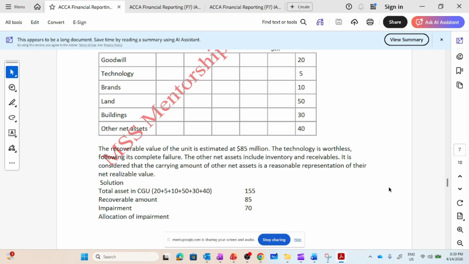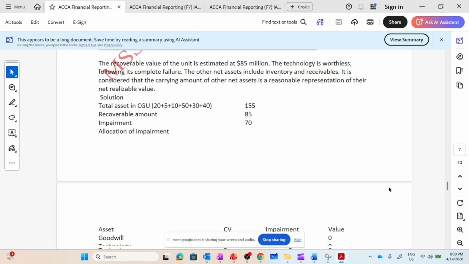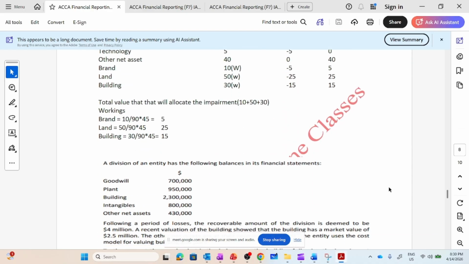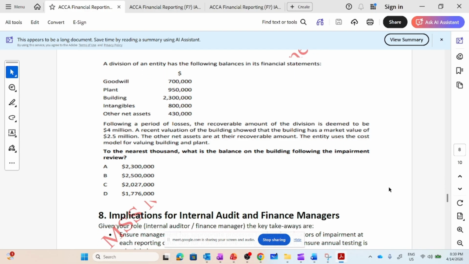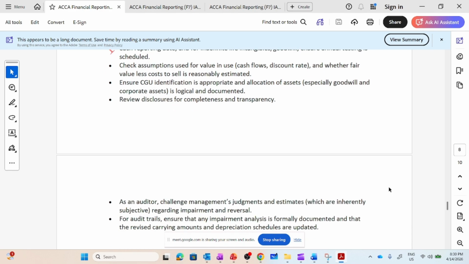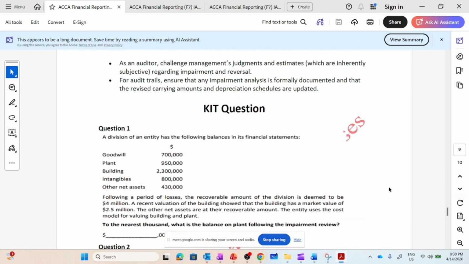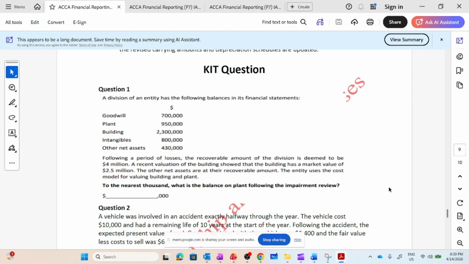You can go back to the recording session so you can calculate it for yourself. So basically, look at the solution. You don't need to worry about anything. This is what you need to know for impairment. So look at the kit question. You need to take it very seriously because this is frequently tested in the examination. So, we can calculate.